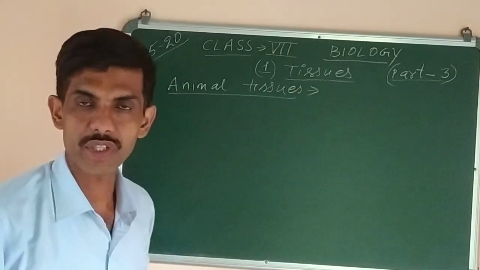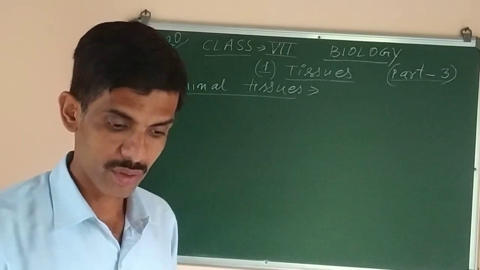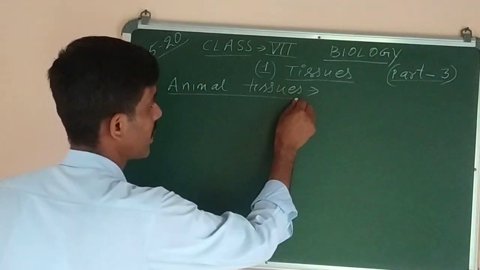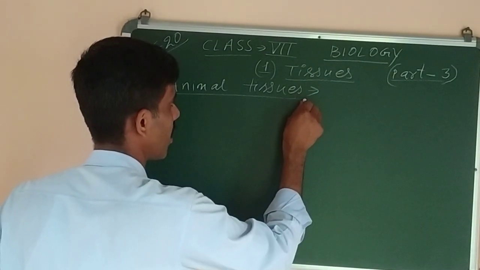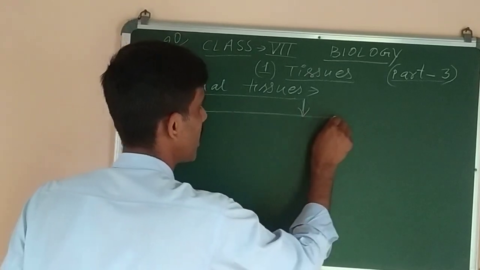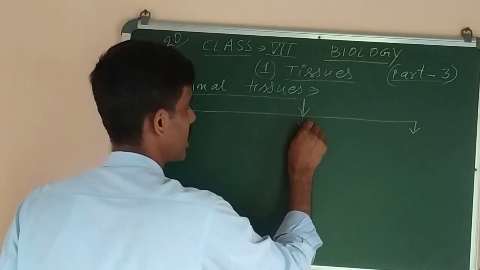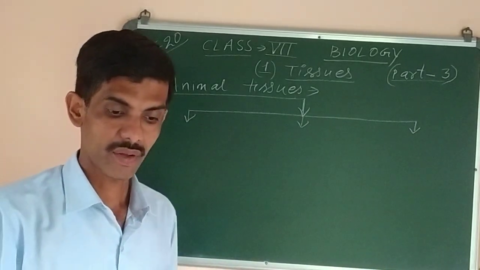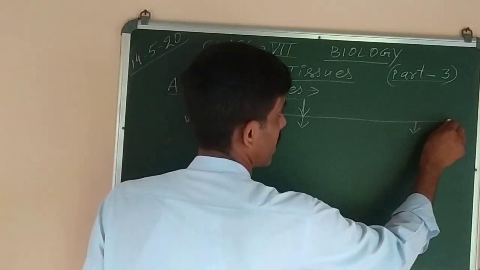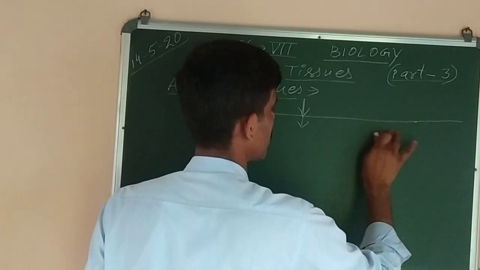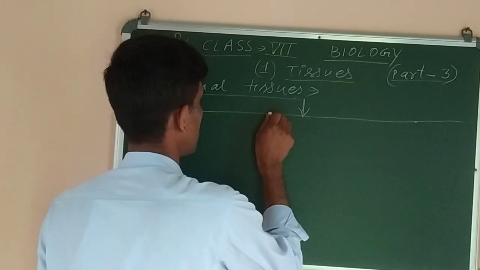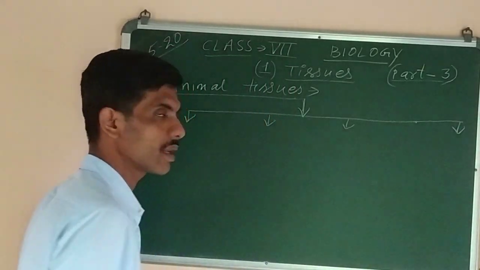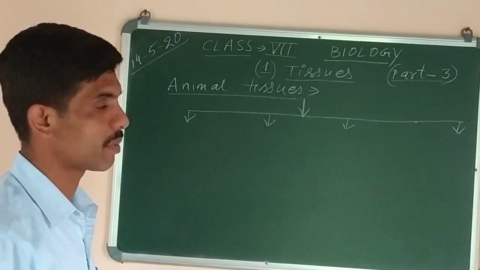Animal tissues are the ones which are found in animals. So first I will try to draw a chart of animal tissues. You can also draw it in your copy. The tissues which are found in animals are of three main types. What are they? Epithelial, sorry, the fourth one is also there. We have to realign it. One, two, three, four main types. So what are the four different types of animal tissues?